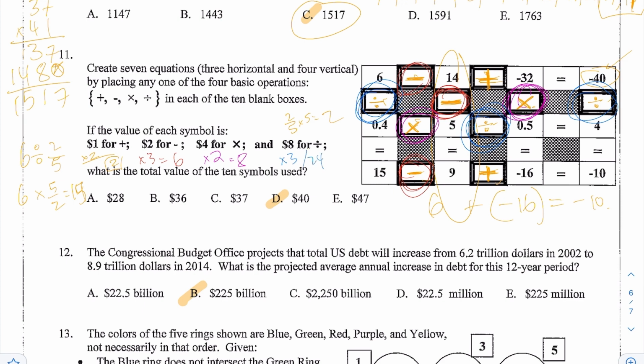And that's $24. So you have to do 24 plus, 2 plus 6 is 8, and 8 plus 8 is 16. So 24 plus 16 is 40. Choice D.